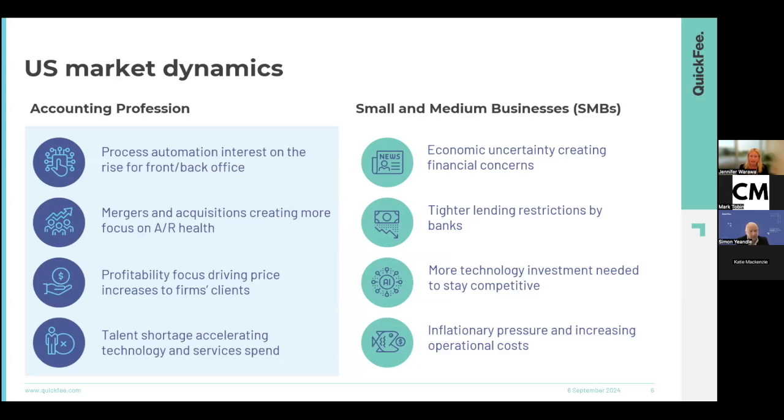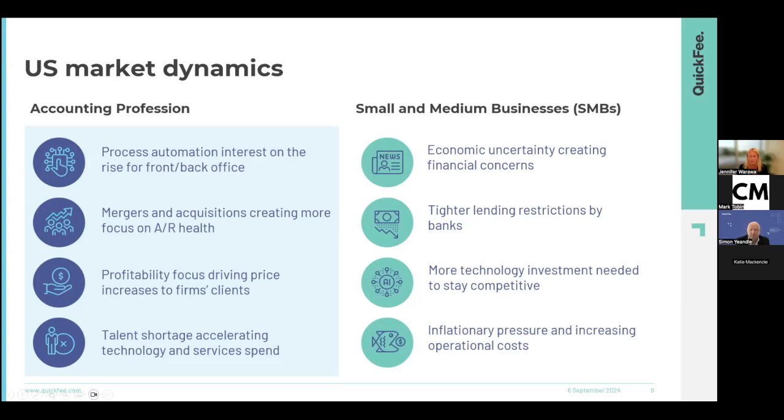On the accounting profession side, increasing inflation is putting pressure on improving cost management, also driving firms to seek more efficient, automated ways of working. The mergers and acquisition landscape in the US is extremely active, and firms are prioritizing AR reduction to improve valuation. Additionally, accounts receivable management remains a top priority as firms look to better manage their own cash flow. Through the pandemic years, many firms had more business than they could manage. These exact same firms are now experiencing slower growth and are putting sales and marketing strategies in place to attract new customers and are looking for ways to gain competitive advantages.